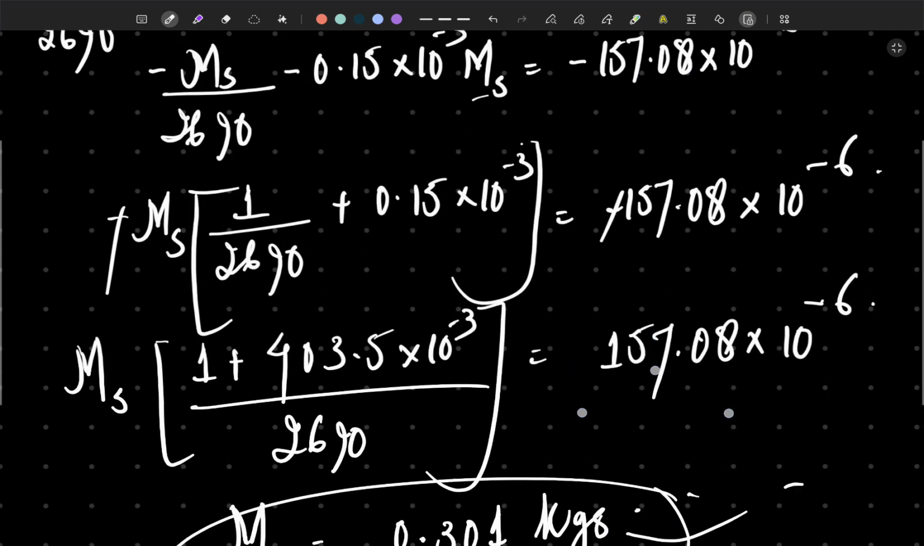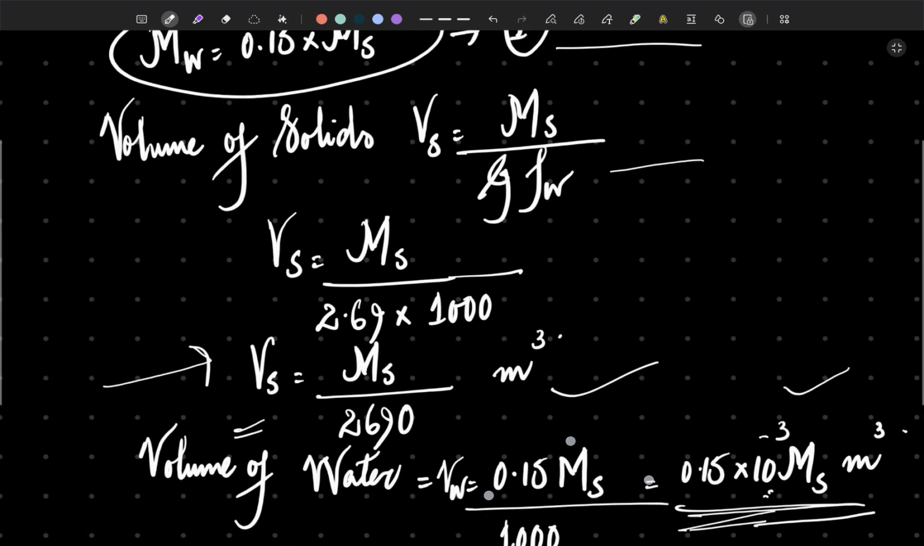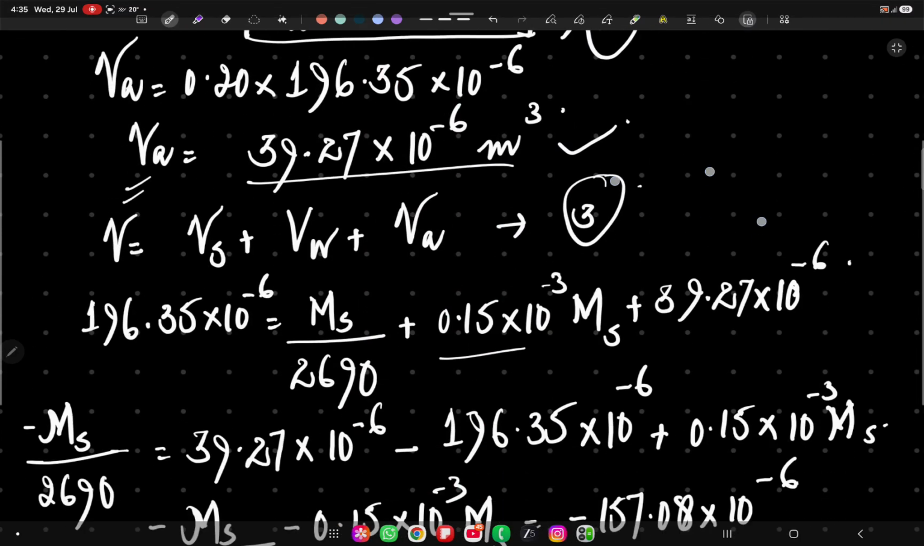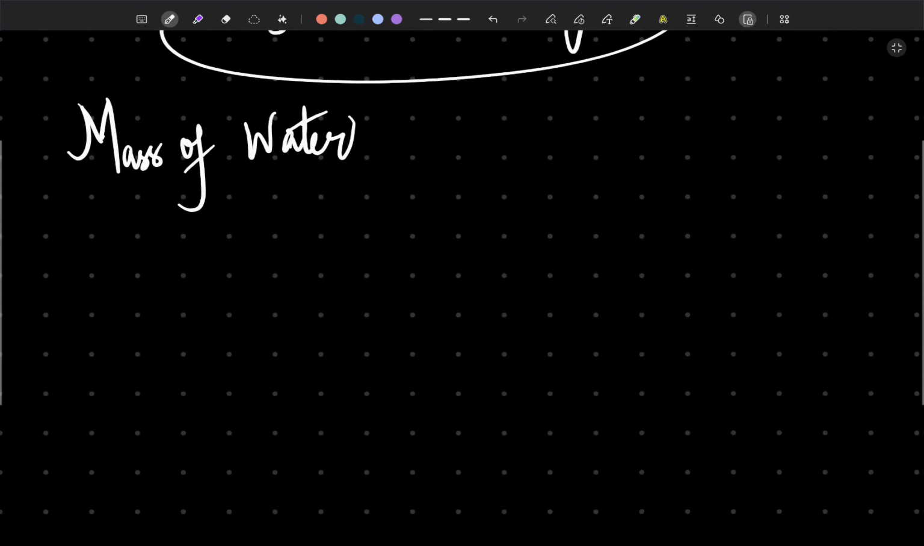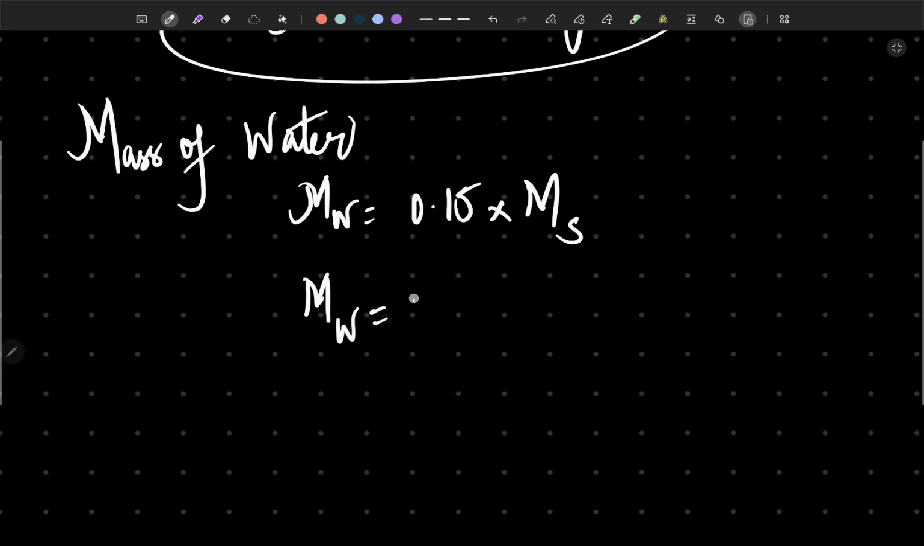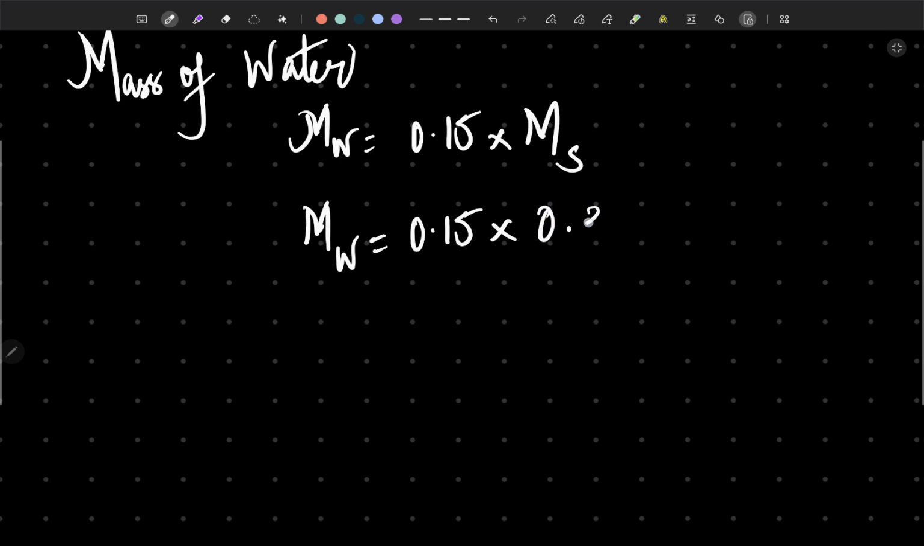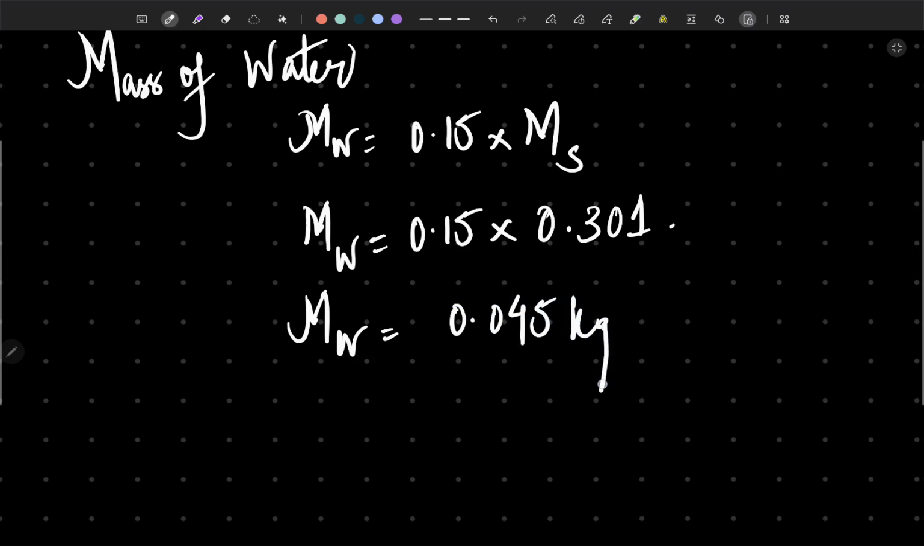Now let's get back to equation number 1. Mass of water is related with the mass of soil solids. By this equation, mass of water is 0.15 into ms. We'll use the same and go on finding the mass of water. It is 0.15 times ms, which we just found out, 0.301. By calculations, this is equal to 0.045 kgs.